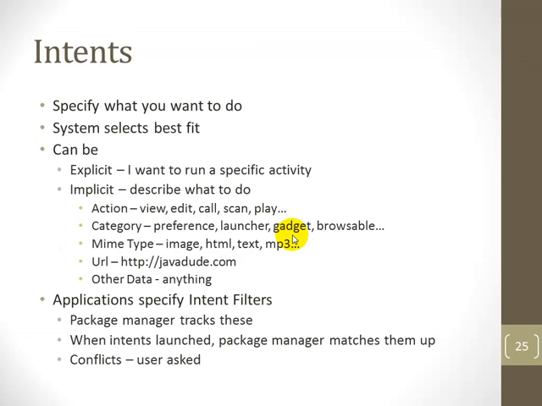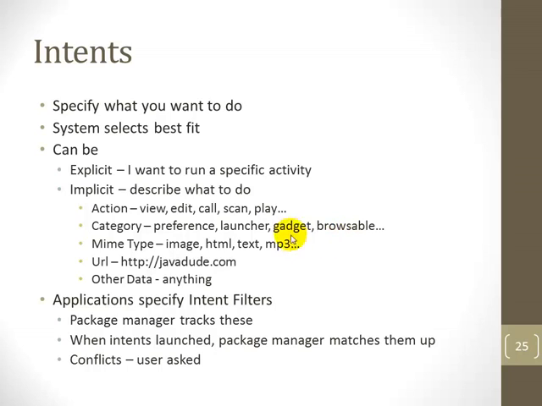Intents. Here's where we get actually the fun stuff. General idea: you describe what you want to do, and then the activity who's registered for that will pop up. The system is selecting the best fit for you if you're using an implicit intent. If you use an explicit intent, you're telling it, I want to run activity X. You can do that if you really want to.